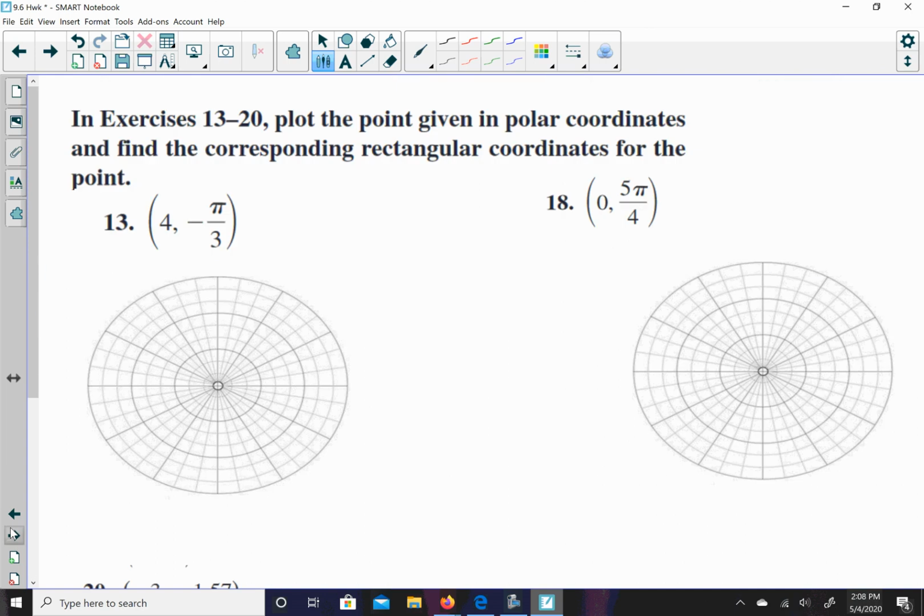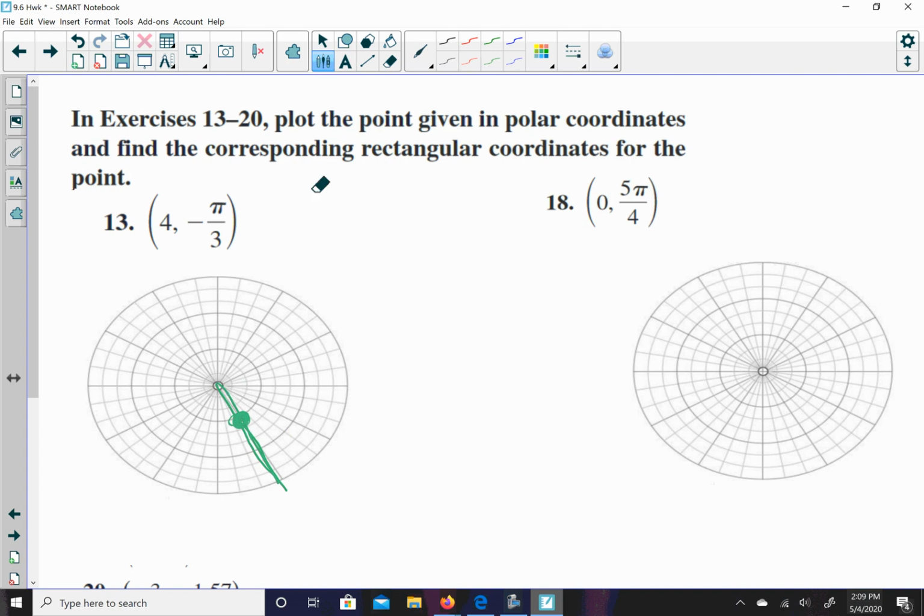Okay, number 13 through 20, you're supposed to plot the point given in polar coordinates and then find the corresponding rectangular coordinates for the point. So negative pi over 3, I like to do the angle first. Negative pi over 3 is down here somewhere. And then I want a radius of 4, so I'm going to count 1, 2, 3, 4. So that will be this point right here.